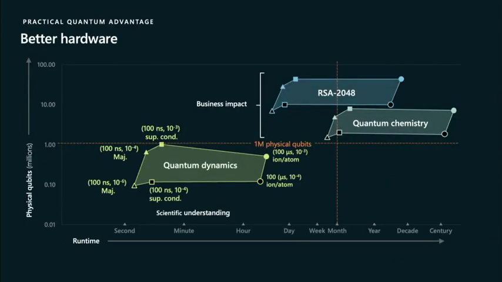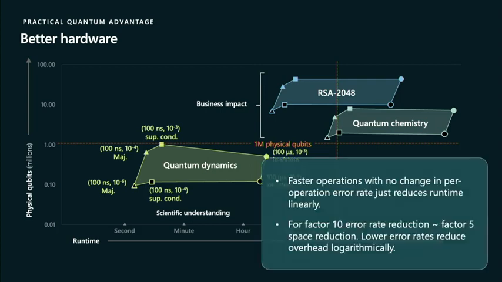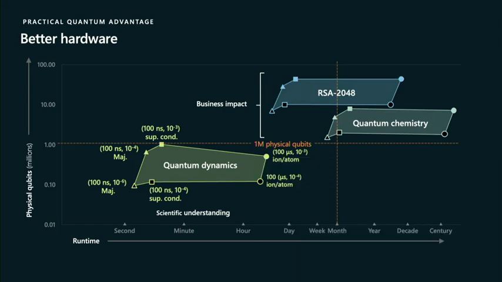So the first thing is, what happens if we improve hardware? And I think this picture already tells us what we need to know about that. The first thing is that faster operations will improve things linearly. So it will improve runtime linearly. If you can speed up your operations without changing your error rates, then you just move left on this picture, which is clearly a good thing.